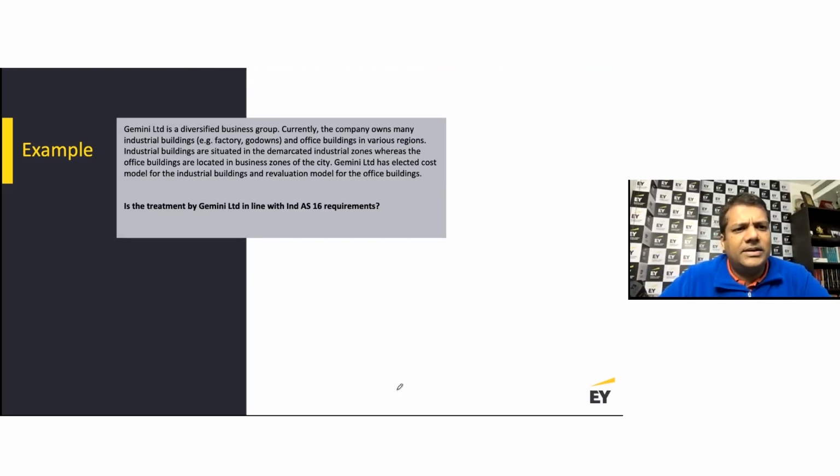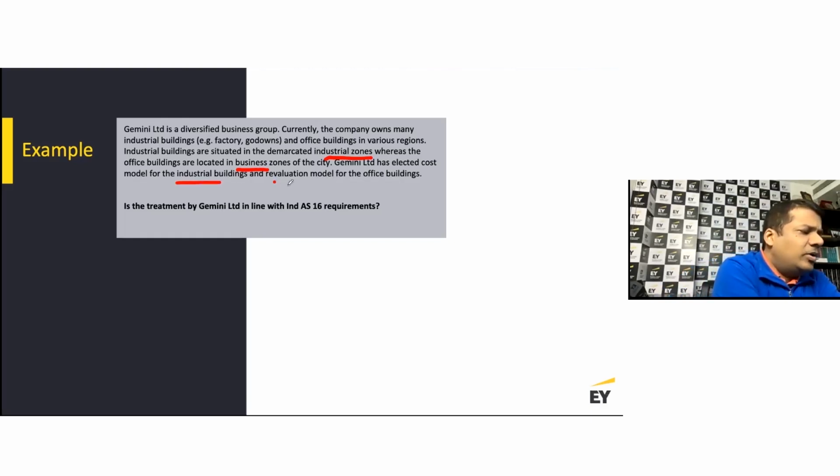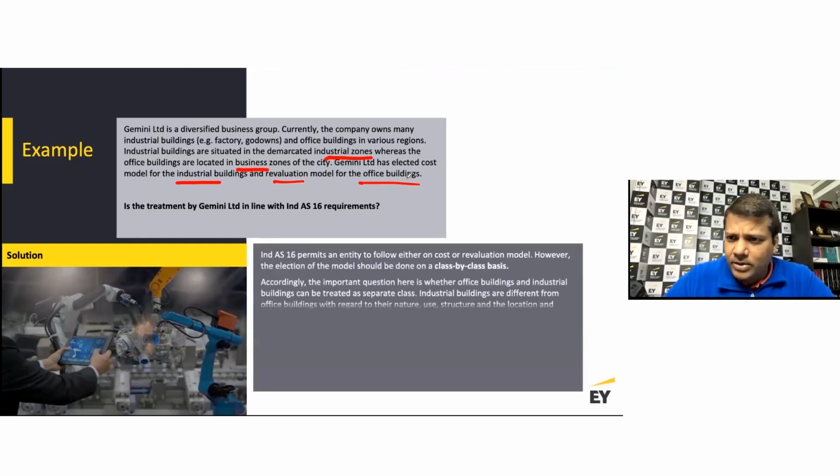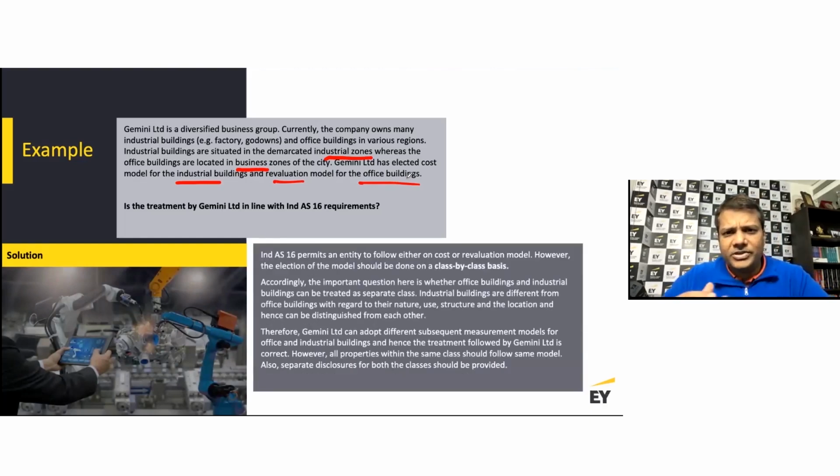So Gemini Limited is a diversified business group. Currently, the company owns many industrial buildings, factory godowns, and office buildings in various regions. Industrial buildings are situated in demarcated industrial zones, whereas the office buildings are located in business zones of the city. So again, there is a fact pattern. Gemini Limited has elected the cost model for the industrial buildings and the revaluation model for the office buildings. The question is, is this acceptable?